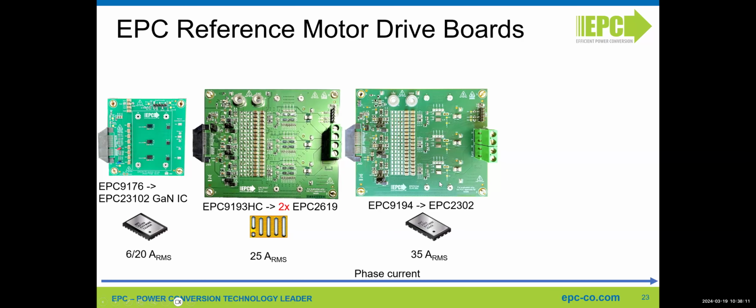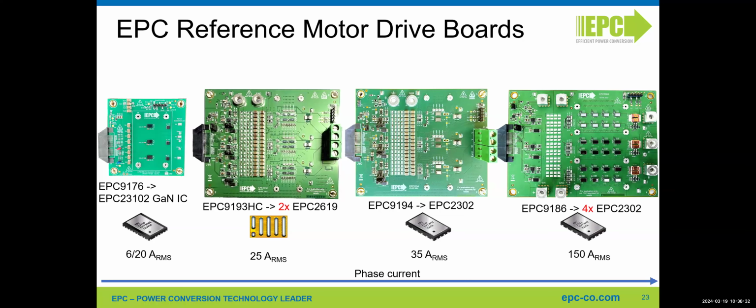Going high on current, we just released in January, between December and January, the EPC9194, which is showcasing the EPC2302, which is 100 volt, 1.4 milliohm typical RDS-on. And this is also a PQFN with the exposed top, so very good for topside cooling.